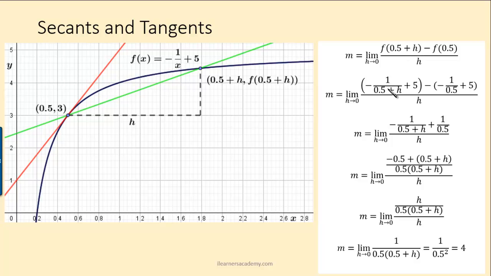In other words, this down here was x, and now it's 0.5 plus h. f of 0.5, well, we know it's 3, but for now, let's just write it out this way. Wherever I see an x, I put 0.5. So then we get this. From this point on, it's just a matter of algebraic manipulation. So first, I get rid of these parentheses, and I find that 5 minus 5 is 0, leaving me with just this, and plus 1 over 0.5. And then I find a common denominator here, and so then I have minus 0.5 here, and 0.5 plus h here.